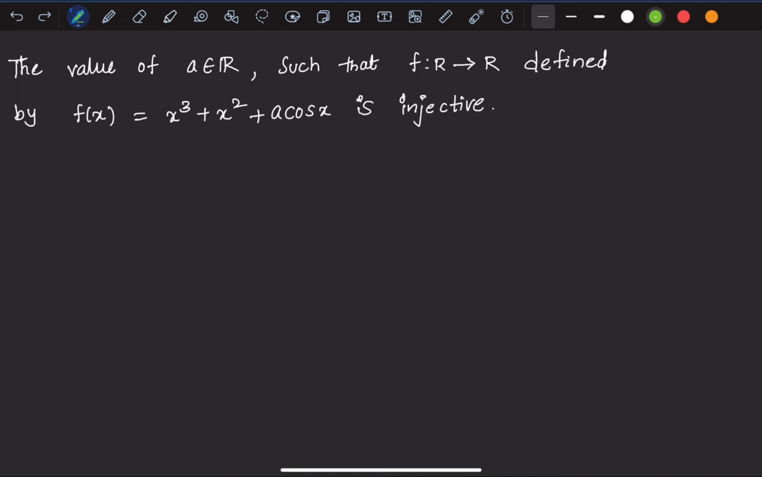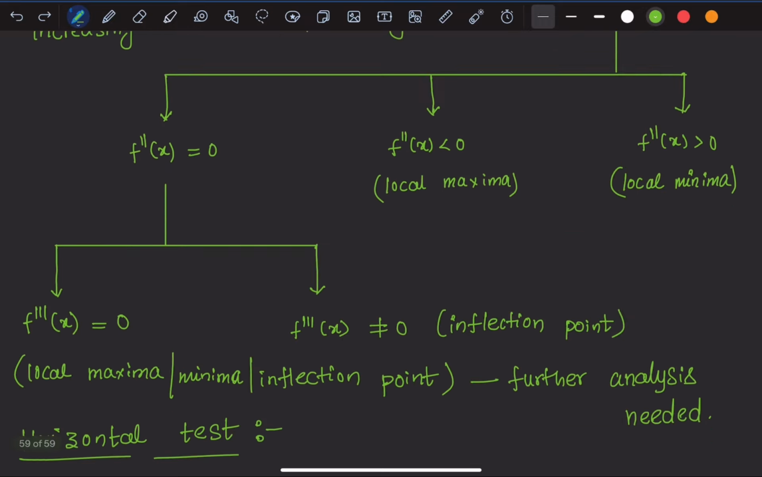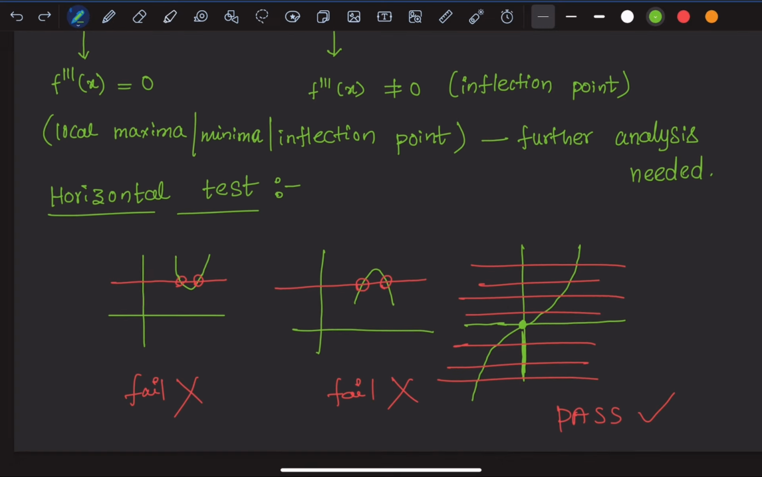Also, this is not a straightforward question where you will be given a function and asked to comment whether it is an injective function or not. In this question, it is already given that this function is injective, and your task is to find out the value of a for which this function becomes injective. So before going through the solution, I would like to explain a few concepts about functions. I have made a chart for you guys here, so let us go through it one by one.